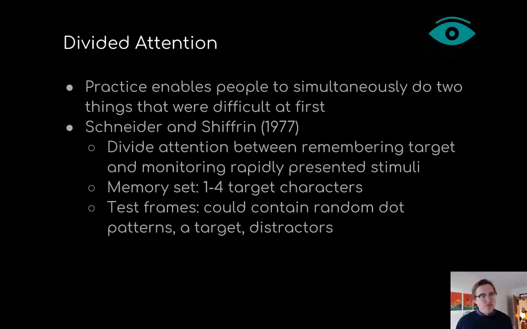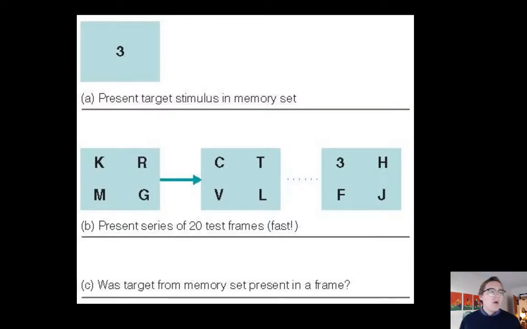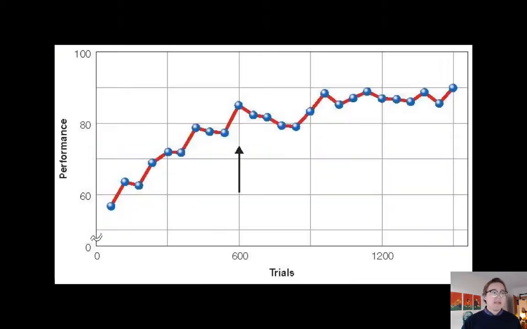Schneider and Shiffrin decided to look at really basic components of divided attention and how they could get participants to basically try and do two things at the same time. They were presented with a target stimulus, in this case the number 3. Then they're presented a series of 20 test frames, very fast, a fraction of a second each. Some of them are distractors, and some of them actually contain the target stimulus. Then they're asked, was the target from the memory set present in the frame?